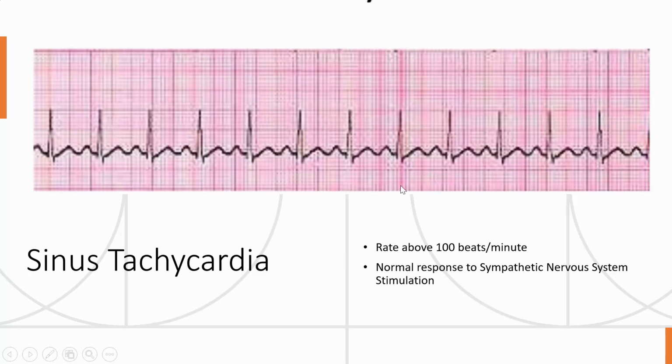So remember, count the number of complete QRSs. I got 12. So 12 times 10 is 120. So this person's heart rate is too fast.